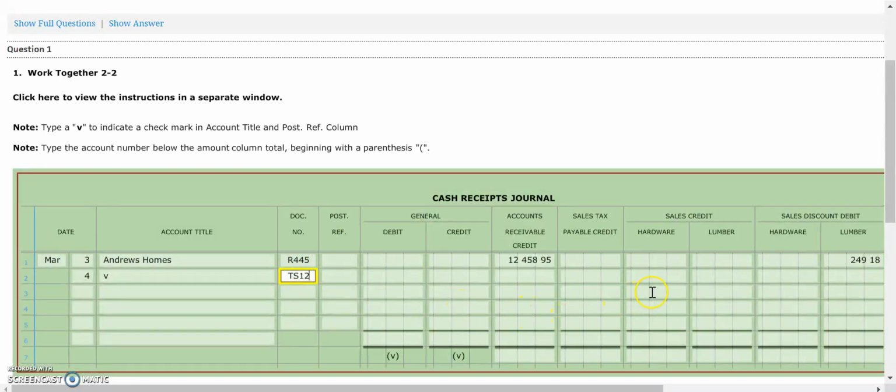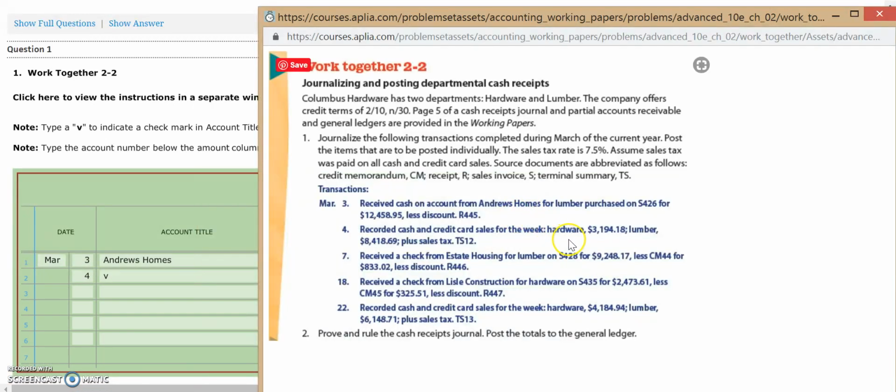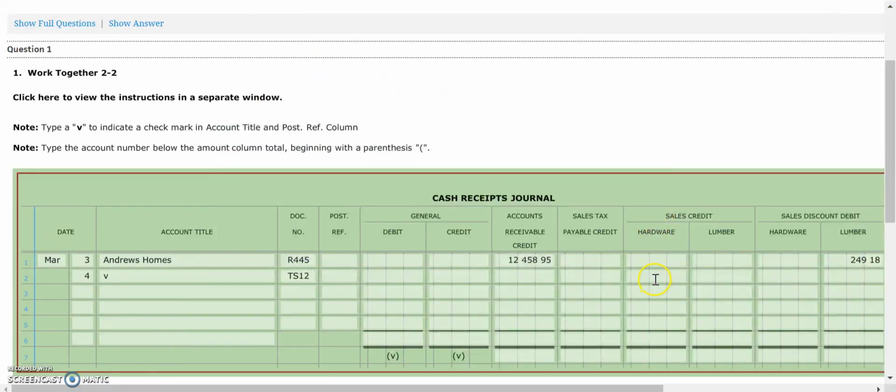And then we come on over here and we're going to put our amounts in for our sales credit for hardware and lumber. Again, they specified that in the instructions. Hardware was this 3,000-ish and lumber was 8,000-ish. So we're going to plug in our hardware amount, which is $3,194.18, and our lumber, which was $8,418.69.